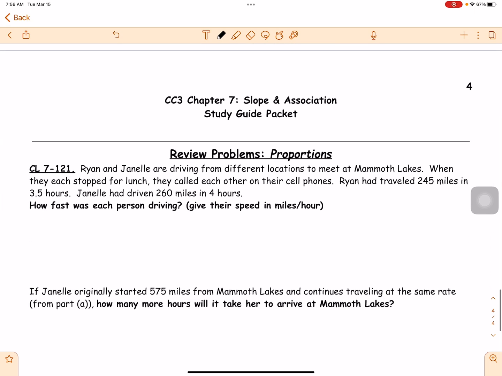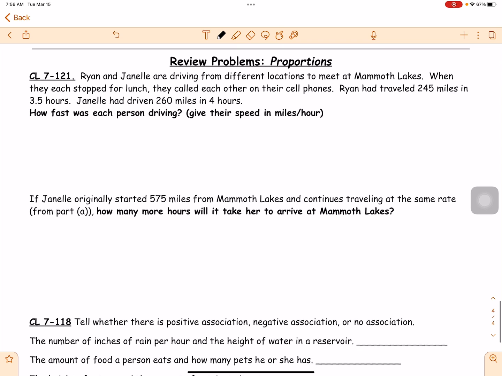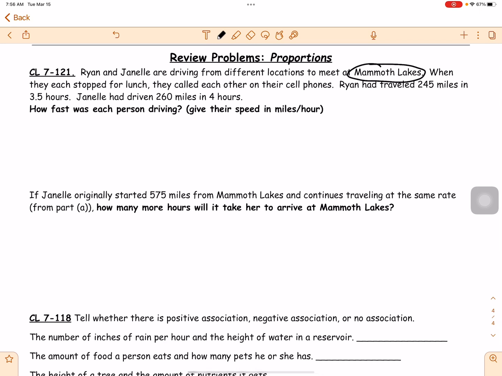So let's see here. These are definitely what I wanted to get to, the proportions. So we did this back in chapter 1 and a little bit more throughout the first semester. So here we have Ryan and Janelle are driving from different locations to meet at Mammoth Lakes. I really want to go snowboarding there one day. When they each stopped for lunch, they called each other on their cell phones. Ryan had traveled 245 miles in 3.5 hours.